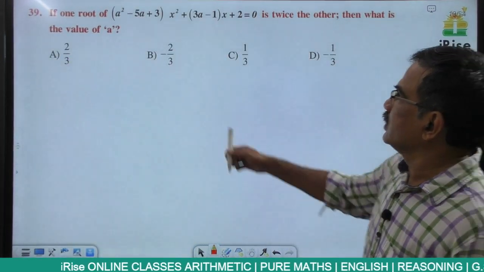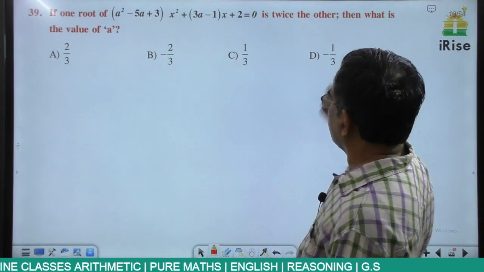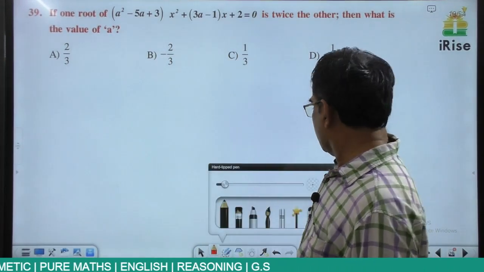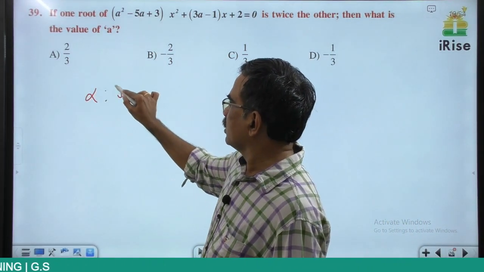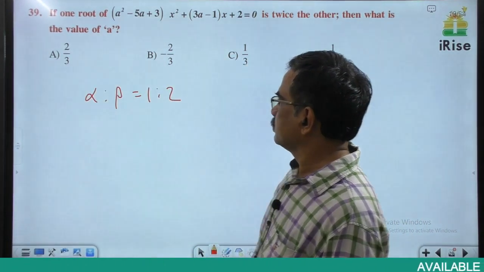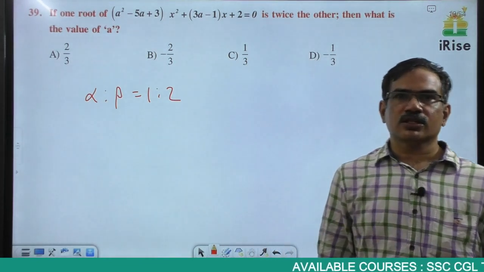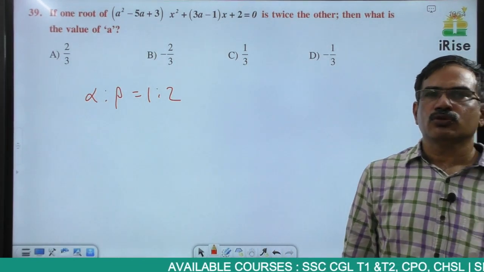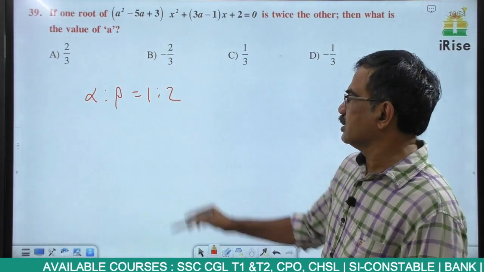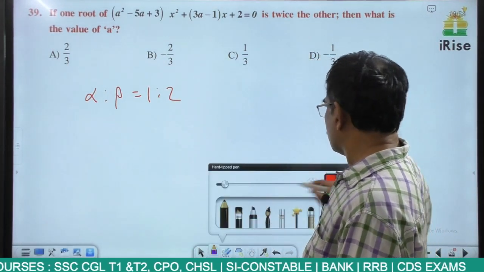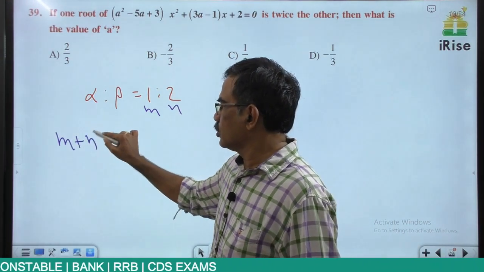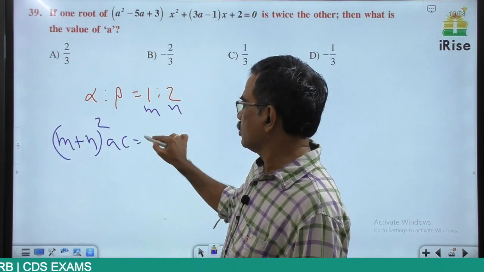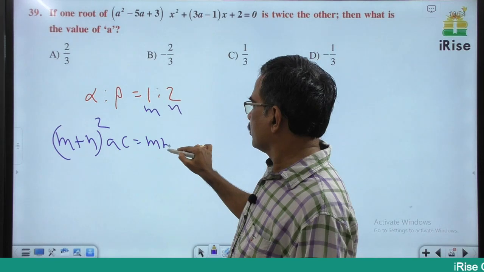If one root of this equation is twice the other, what is the meaning of this? One root is twice the other means the roots are in the ratio 1:2. Beta is equal to 2 alpha. So what are the roots? The roots are in the ratio 1:2, which is equal to m:n. Same model. Then the condition is (m plus n) whole square into ac is equal to mn b square.